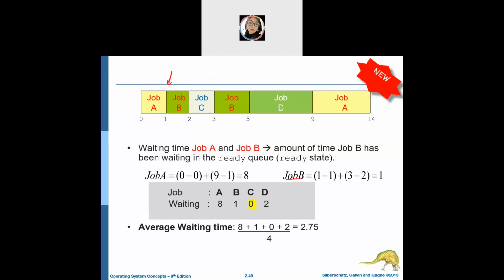Job C, you come at the second, and you also directly finish. So no waiting time at all. While for job D, you come at 3, but you need to wait until you start at 5. So that's why 5, and then you minus 3, you get 2. So this is used for the average waiting time for this process.